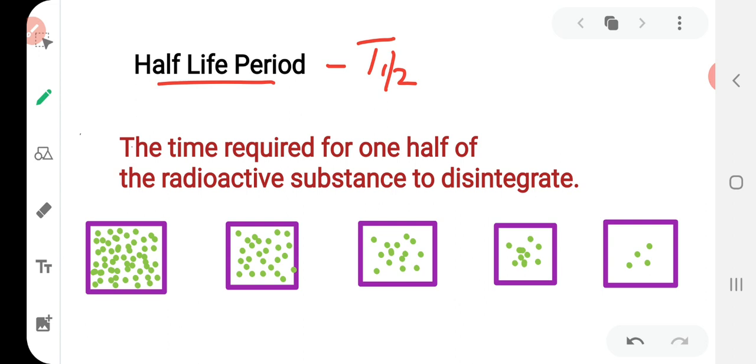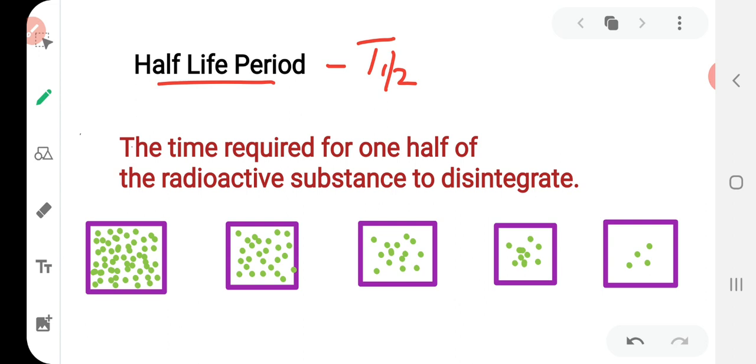And the half-life period, its order can be of seconds, minutes, hours, days, months, and even up to many years. And the half-life period of a radioactive substance is unique. Each radioactive element will be characterized by its own half-life period T half.